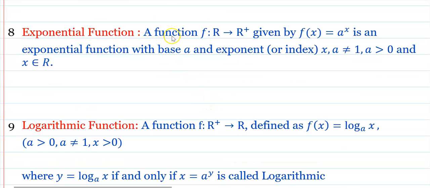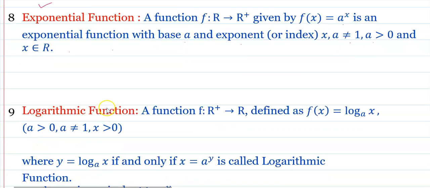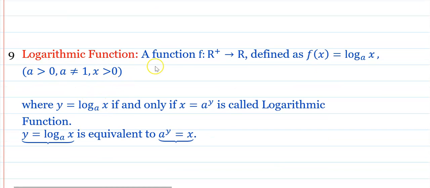The next type of function is a function defined from R to R plus, given by f of x is equal to a raised to x, an exponential function with base a and exponent x, where a is not equal to 1, a is greater than 1, and x belongs to the set of real numbers. This type of function is called an exponential function. Next, the logarithmic function. A function defined from R plus to R, defined as f of x is equal to log of x to the base a, is called a logarithmic function, where a is positive, not equal to 1, and x is also positive.